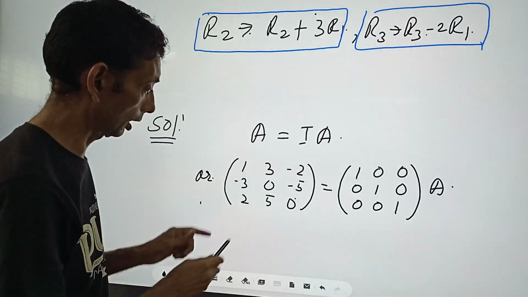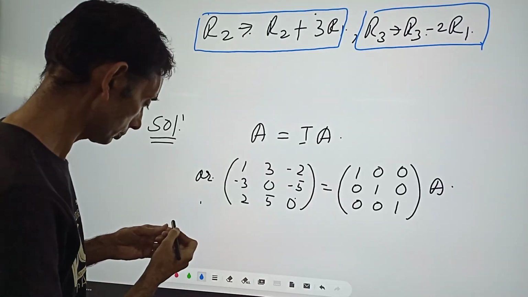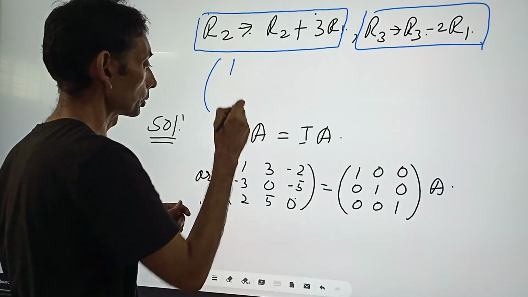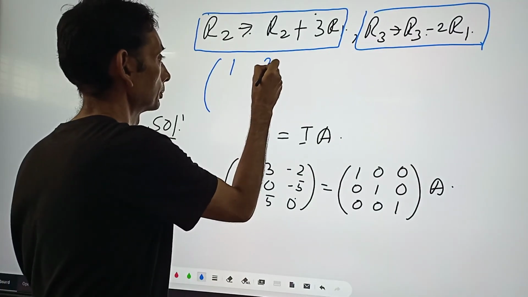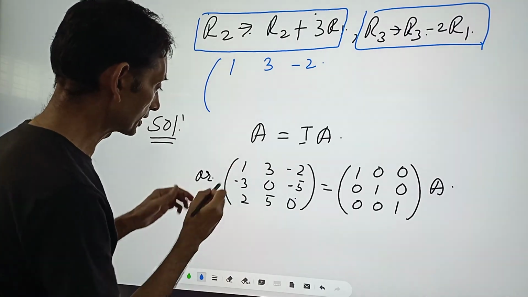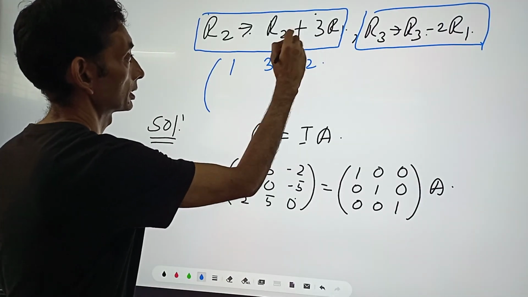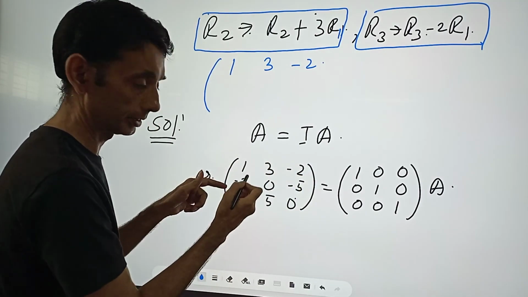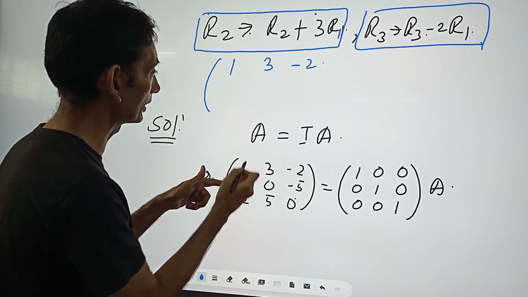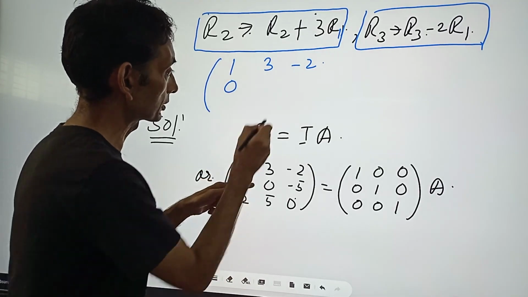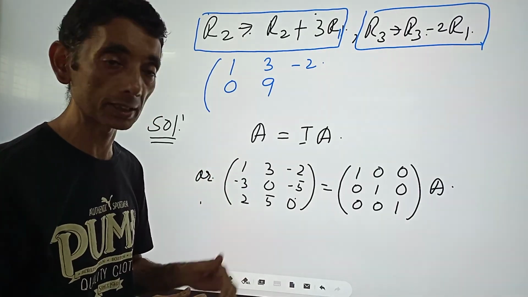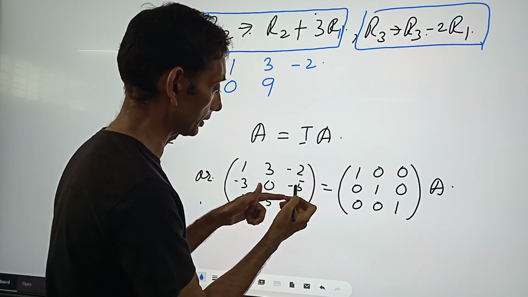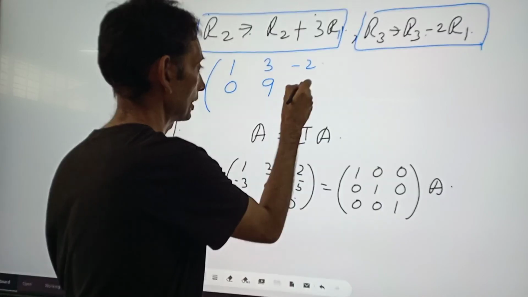Now we are going to change R2. First, there is no change in row 1, so it stays 1 3 minus 2. We'll multiply R1 by 3 and add. If we multiply this one by 3 and add, it will be 0. Multiplying this 3 by 3 gives 9. And if we multiply minus 2 by 3, that is minus 6, and add minus 5, it will be minus 11.